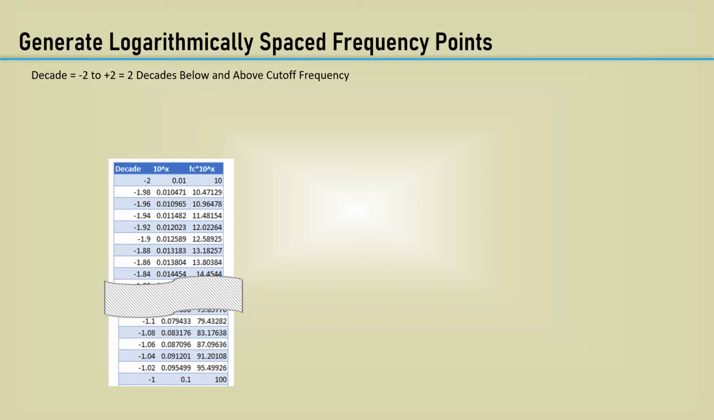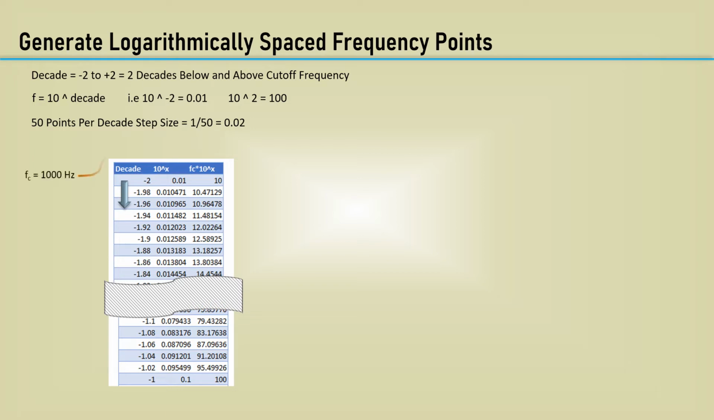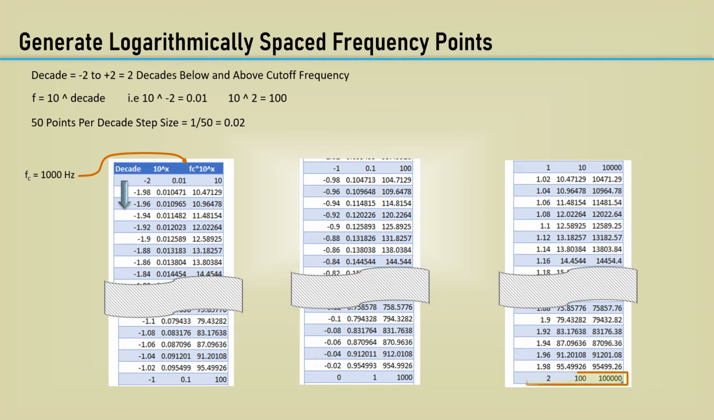To generate the frequency point, simply use 10 raised to the power of the decade number. For example, a decade of -2 is 0.01 times the cutoff frequency, and a decade of +2 is 100 times the cutoff frequency. Let's say we want 50 points per decade. We can do a data fill with a step size of 0.02. Here's an example of 10 raised to the decade value multiplied by a cutoff frequency of 1000 Hertz. Continuing on to the +2 decade gives us 100 kilohertz.